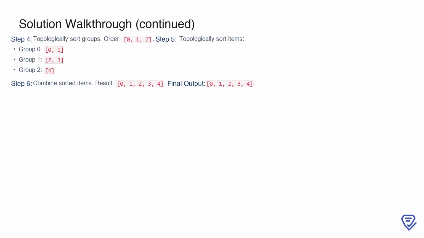As we build the graphs, we find that item 2 depends on items 0 and 1, so we add the edges 2-0 and 2-1 to the item_graph. Similarly, item 3 depends on item 2, so we add the edge 3-2. This results in an item_graph of 0-2, 1-2, 2-3, and an item_in_degree array of 1, 1, 0, 1, 0. Since there are no group level dependencies, the group_graph remains empty.